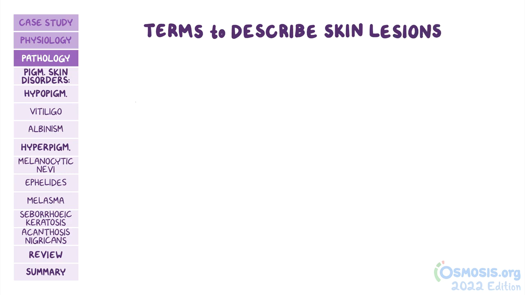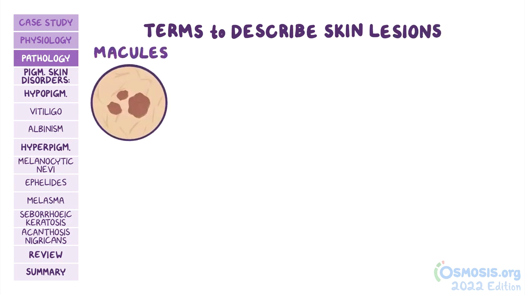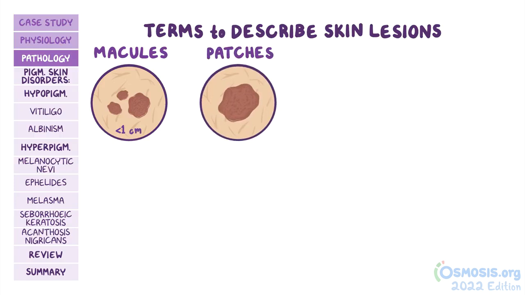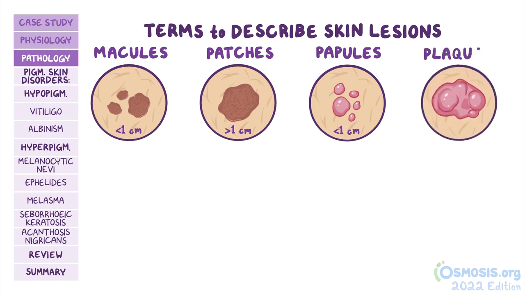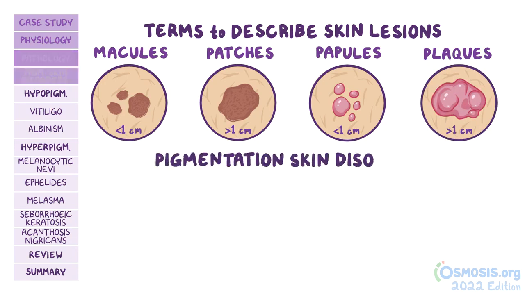Before we dive into the various disorders, there are several high-yield terms to describe skin lesions. So, macules are flat, well-circumscribed lesions up to 1 centimeter in diameter, while patches are similar to a macule but are larger than 1 centimeter. Papules are raised bumps that are up to 1 centimeter in diameter, while plaques are like papules but larger than 1 centimeter. Okay, now let's start with pigmentation skin disorders.